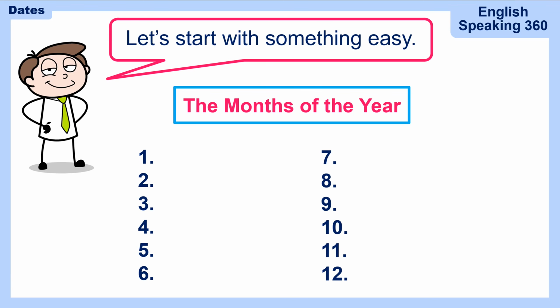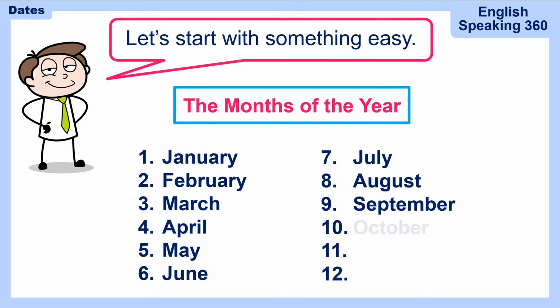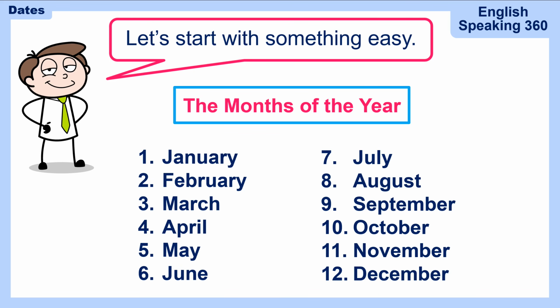Let's start with something super easy, the months of the year. Let's do it together. Number one, first month is January, February, March, April, May, June, July, August, September, October, November, and December. So today you're going to need all of those months.